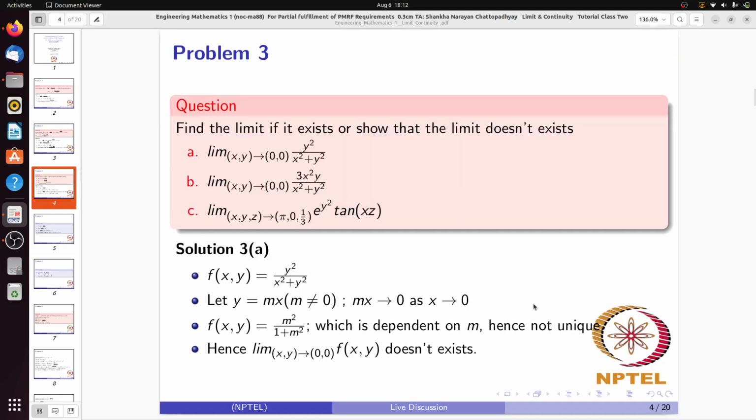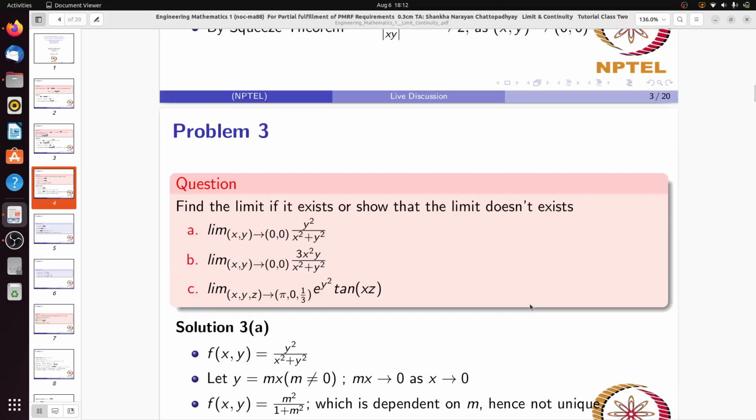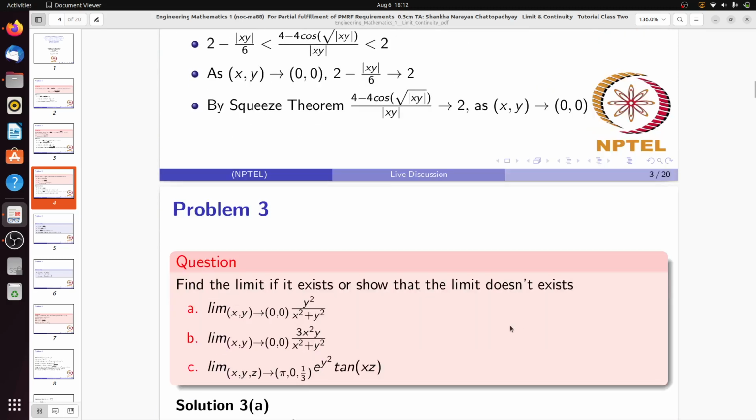Okay, so in problem 3 we have to find the limit if it exists, or we have to show that the limit does not exist. So without a delay, let's read the questions first. If limit xy tends to 0 0, y square by modulus of y square by x square plus y square, we have to determine, see, this type of function has a problem only in the denominator. If the denominator vanishes at those points, we have to actually check the limit. Otherwise the limit will exist.